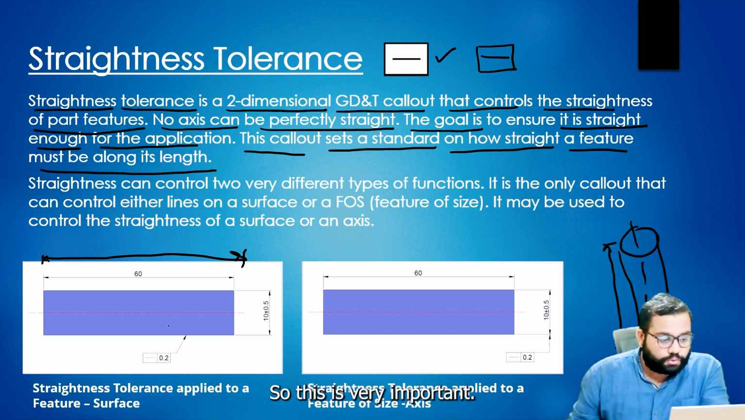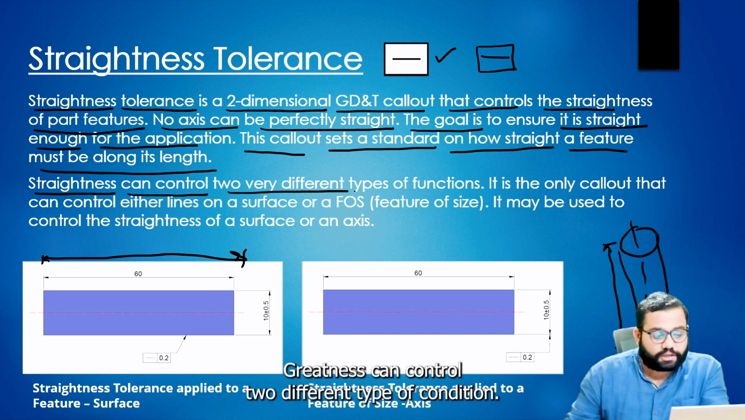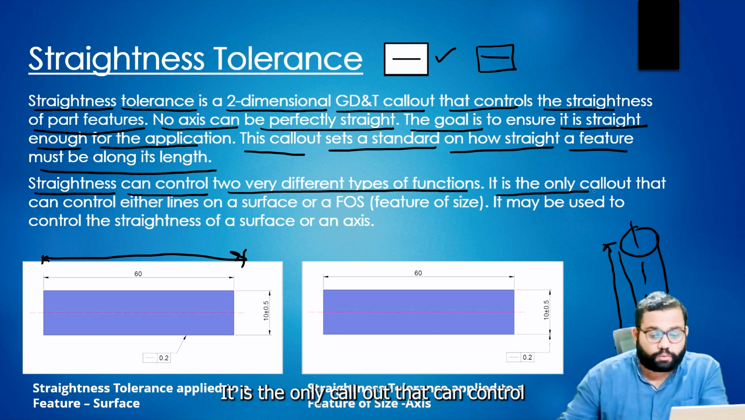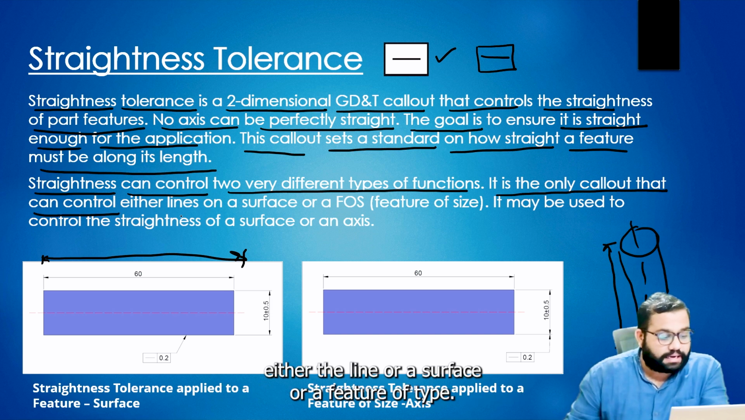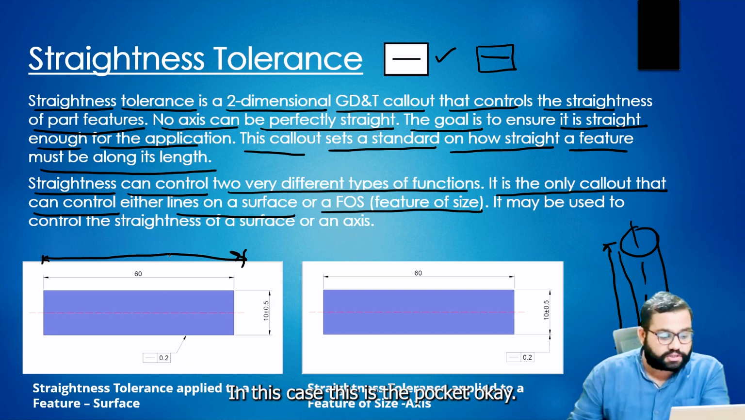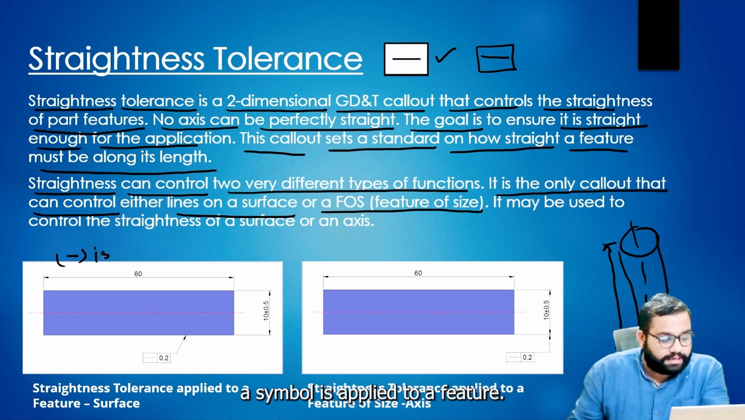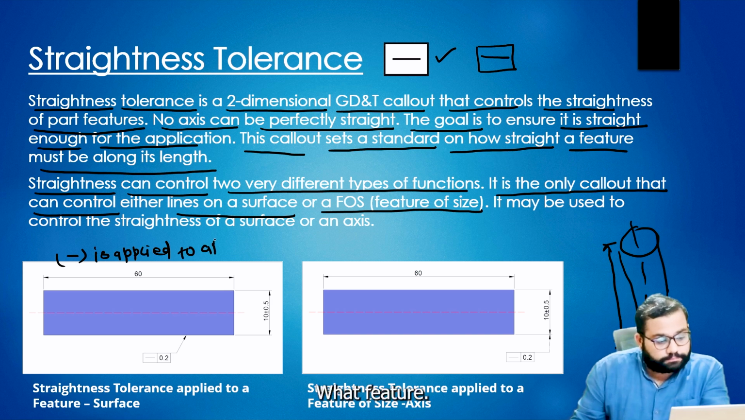This is very important. Straightness can control two very different types of function. It is the only callout that can control either a line or surface, or a feature of size. So what does this mean? First of all, straightness can be provided to a feature. This is the first case, when the straightness symbol is applied to a feature.